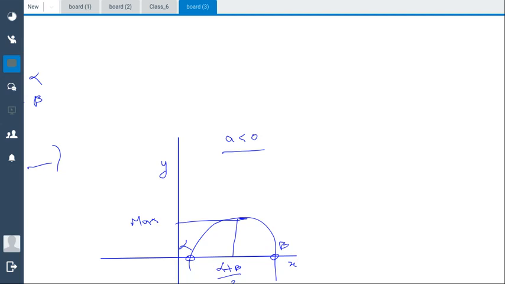Either you find out the roots, alpha and beta, and take the midpoint, or you directly do minus b by 2a. Both are the same. By looking at the equation, you can directly say it is minus b by 2a. At minus b by 2a, you are going to get it. Or you find out alpha and beta, and then you do it. So I believe putting minus b by 2a is direct and a faster way. We have understood.